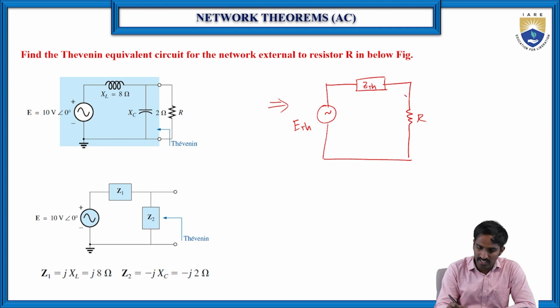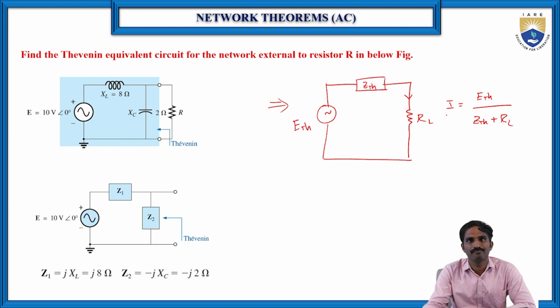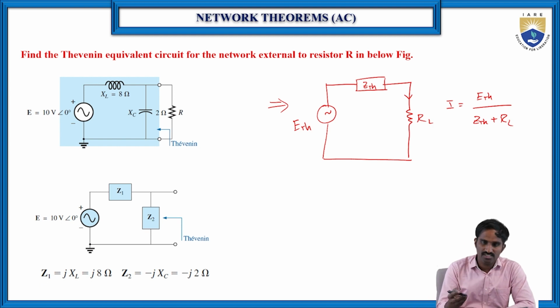Then here the current I is equal to E Thevenin's divided by Z Thevenin's plus RL. Let us consider RL. This is the way to apply Thevenin's theorem to find the current flowing through that particular load resistance, right? Then the same theorem we are applying for the AC networks.